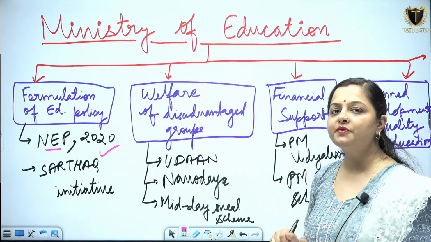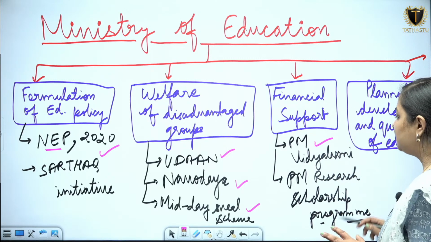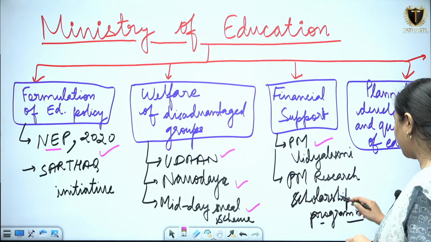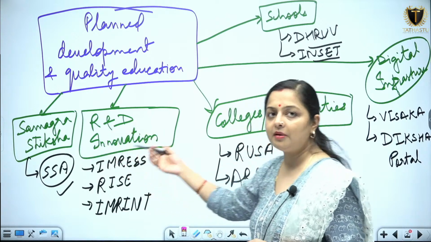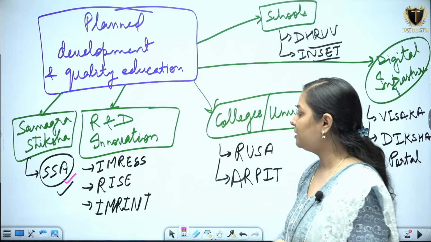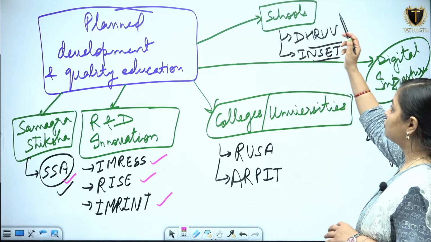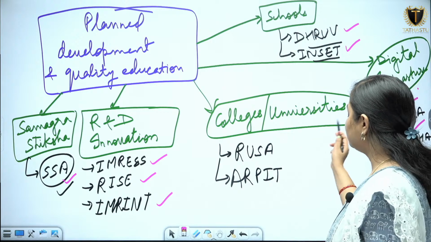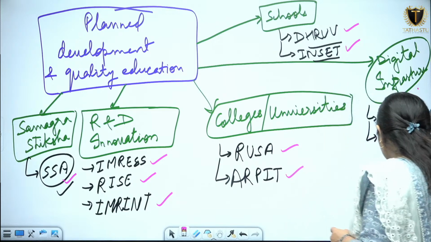Welfare of disadvantaged groups, for this we have Udan, Navodaya and the midday meal scheme. Under financial support we have Pradhan Mantri Vidya Lakshmi, and the PM Research Scholarship Program. Under planned development and quality of education, further come other subtopics: Samagra Shiksha Abhiyan, under this is the Sarva Shiksha Abhiyan. Under research and development innovation, we have Impress, Rise and Imprint. For schools, we have Dhruv, Inset. For digital infrastructure, Vidyanjali and Diksha portal. For colleges, universities and technical colleges, we have Rusa and Arpit.